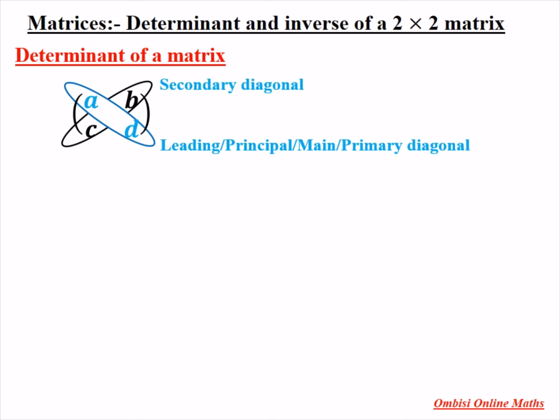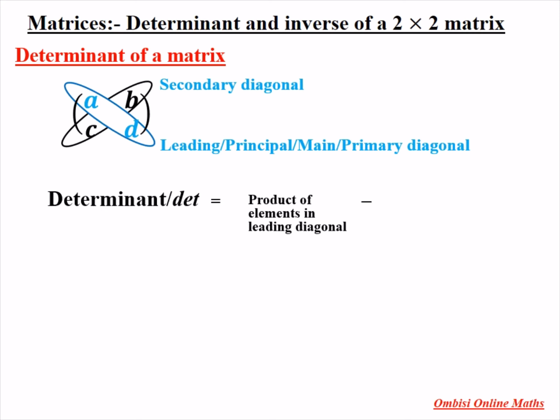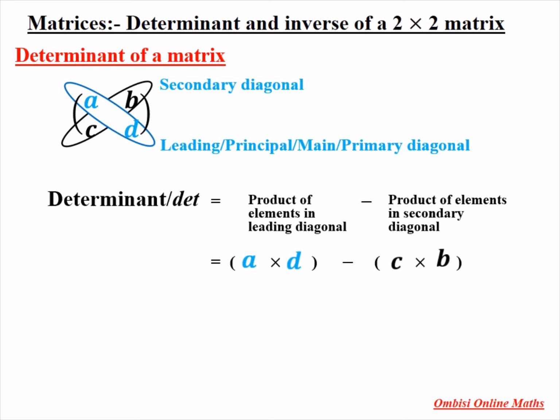At this stage, you'll learn how to find the determinant of a 2 by 2 matrix. That is also a way of finding the determinant of a 3 by 3 matrix. How do you find the determinant of this matrix? The determinant is equal to the product of elements in the leading diagonal, that is A and D. From it, you subtract the product of elements in the secondary diagonal, that is C and B. By product, we mean multiplication. So this becomes A multiplied by D, from which you subtract C multiplied by B. And that is how you find the determinant of a matrix.